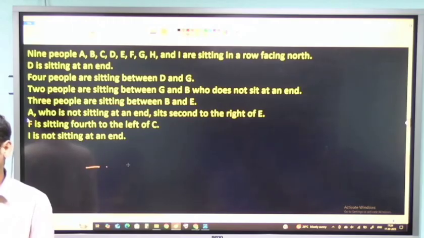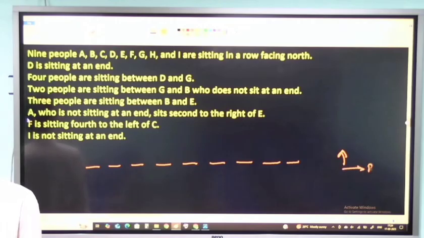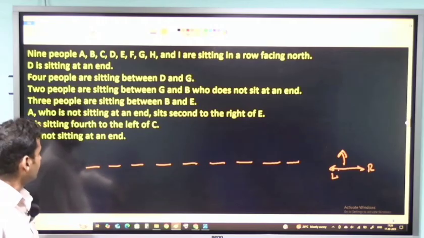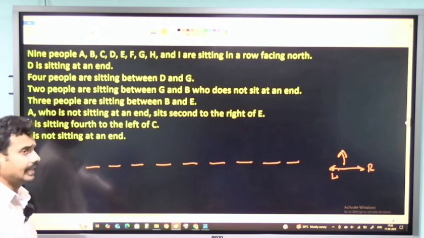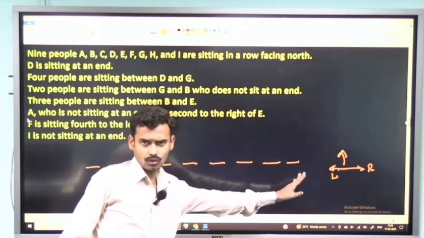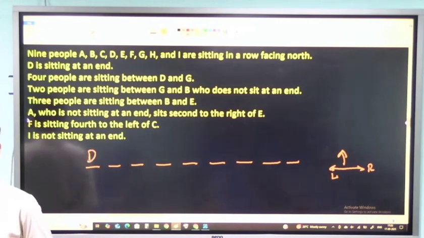Let me consider 9 places in the row, 1, 2, 3, 4, 5, 6, 7, 8, 9, and all are facing north. So if all are facing north, this will be my right side and this will be my left side. This we have discussed in the last class. Then D is sitting at the end, but we don't know whether D is sitting at this end or at this end. So obviously I need to make the cases. I will make 2 cases here. D can sit at this end or D can sit at this end.